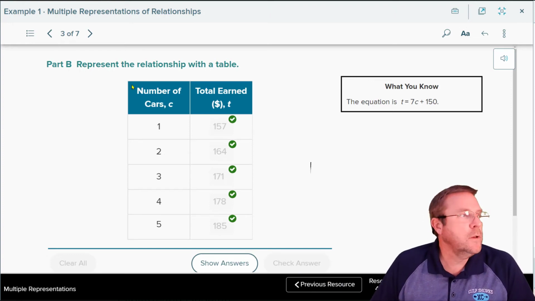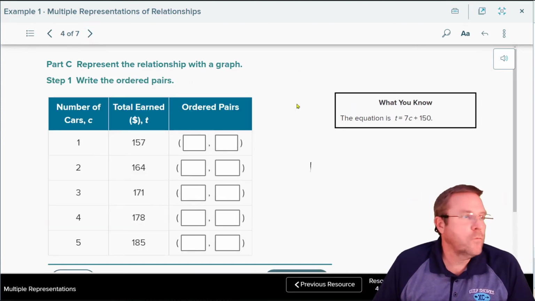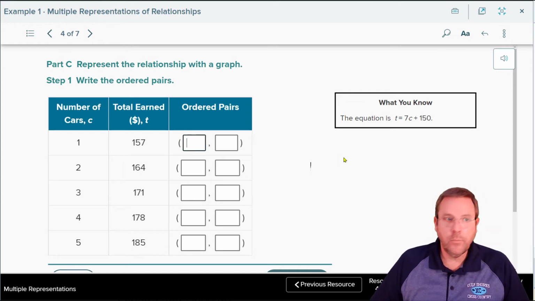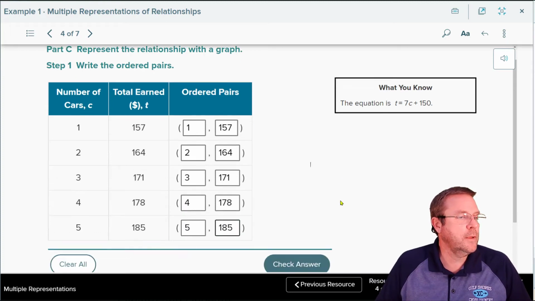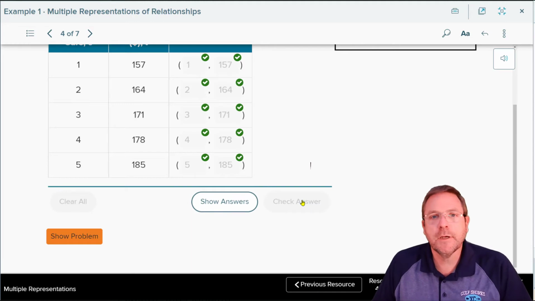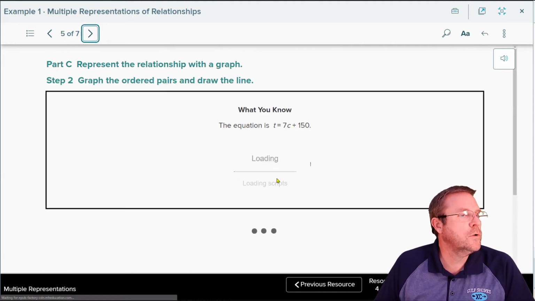With the table done, what's the next thing that we get to work on? Well, we get to work on the graph. Now remember, in working on the graph, you have to have ordered pairs. So we're going to convert the table information into ordered pairs. That's 1 and 157, 2 and 164, 3 and 171, 4 and 178, and 5 and 185. Check that. That's checked.